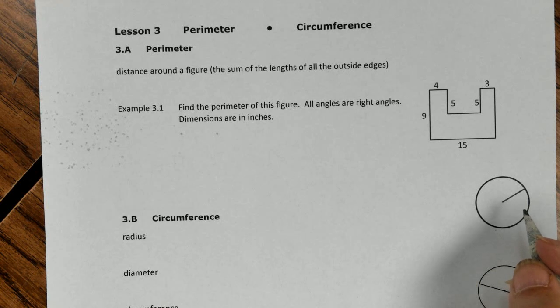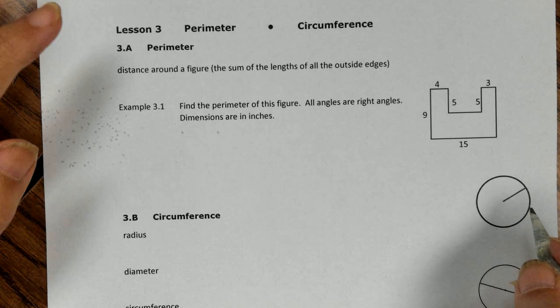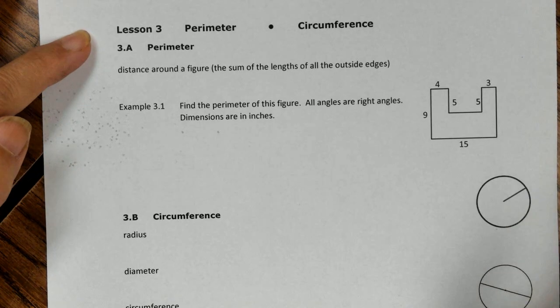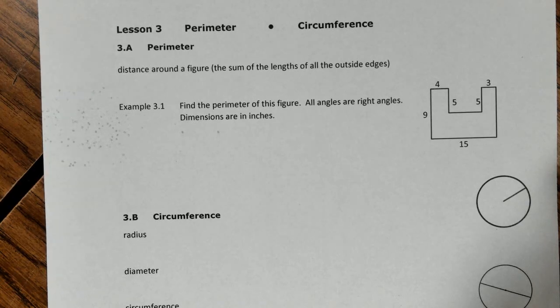Algebra 1, Lesson 3. It's all about perimeter, really. Part A is just called perimeter, and all that is the distance around a figure. It's the sum of the lengths of all the outside edges. And for a rectangle, that's twice the length plus twice the width.